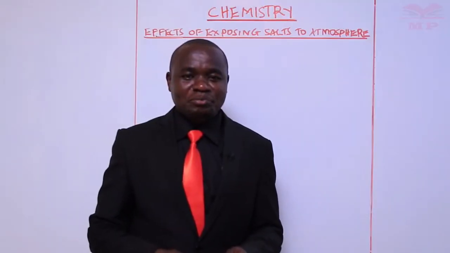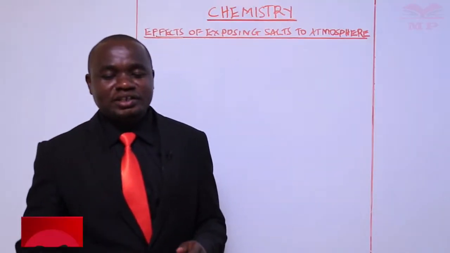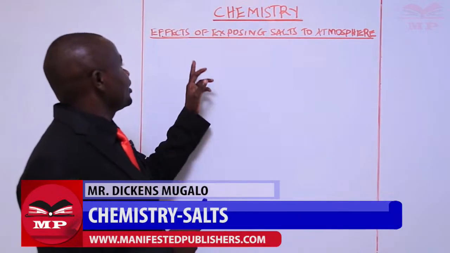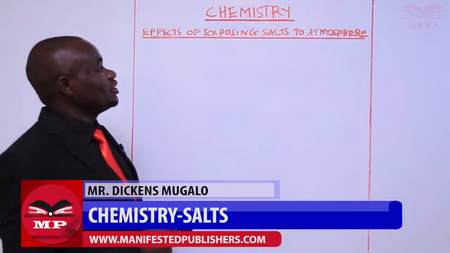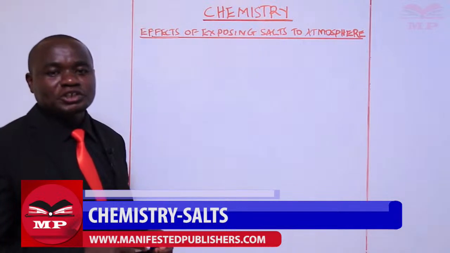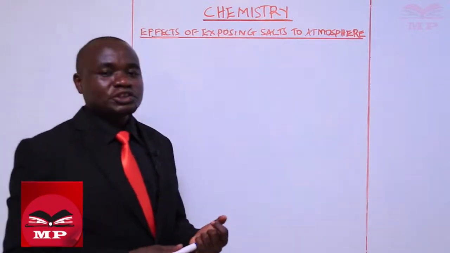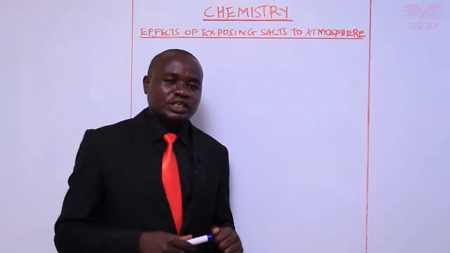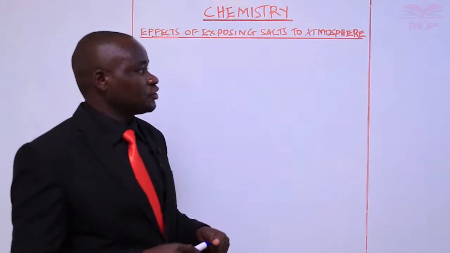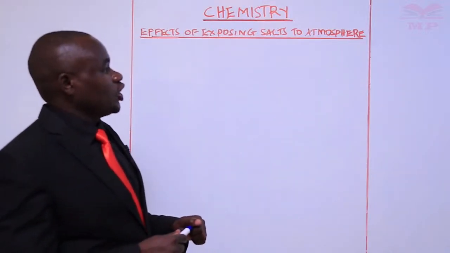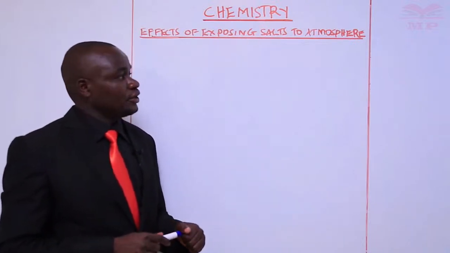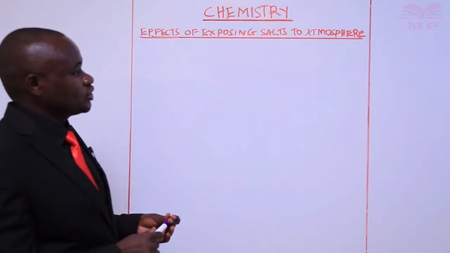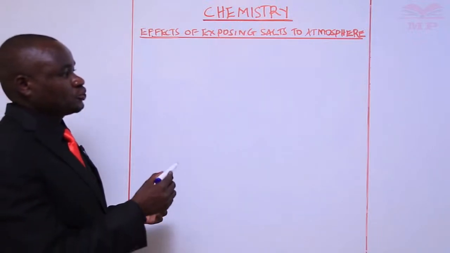How are you, learner? My name is Dickens Mugalo, and in today's lesson we want to discuss what happens when salts are exposed to the atmosphere. We need to know this, that salts behave differently when they are left exposed to the atmosphere. We are going to look at three categories of what happens when they are exposed to the atmosphere.